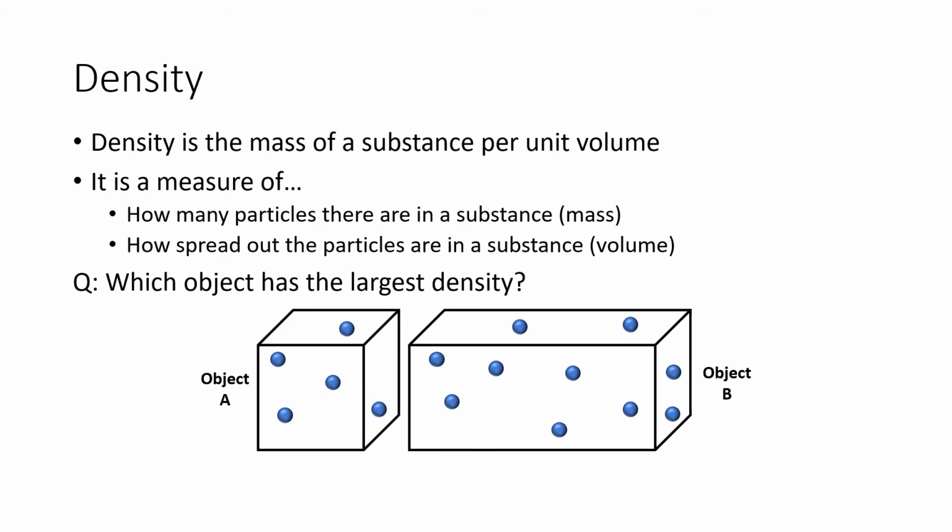So there's two objects, objects A and B. Have a look, which object has the largest density? Well, in actual fact, both densities of those objects will be exactly the same, because object A has 5 particles, object B has 10 particles, but object B has twice the volume of object A. Therefore, the densities of both of those objects will be exactly the same.